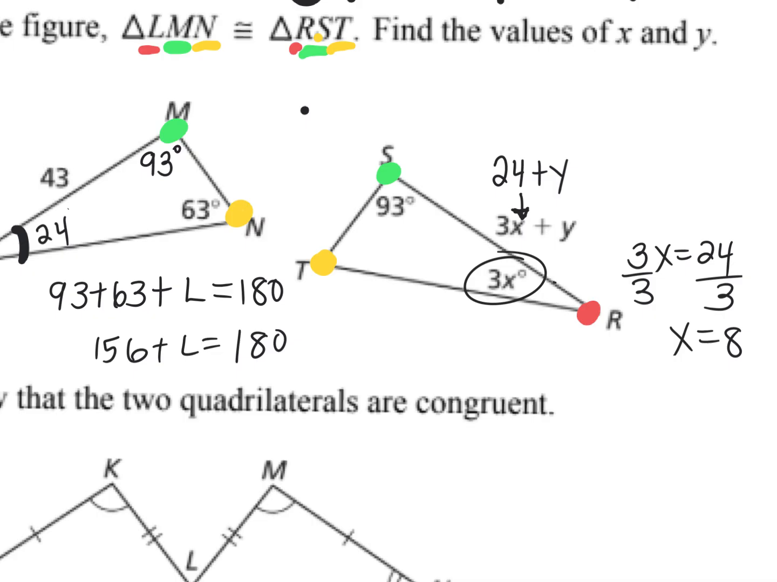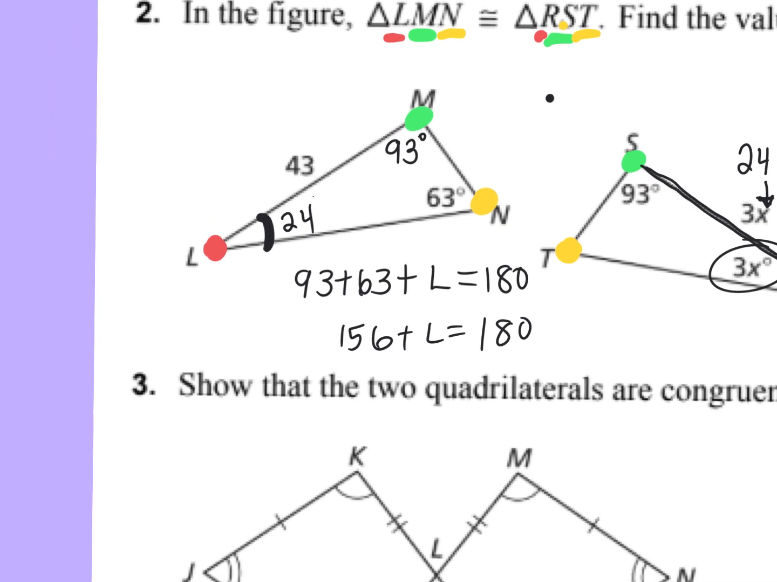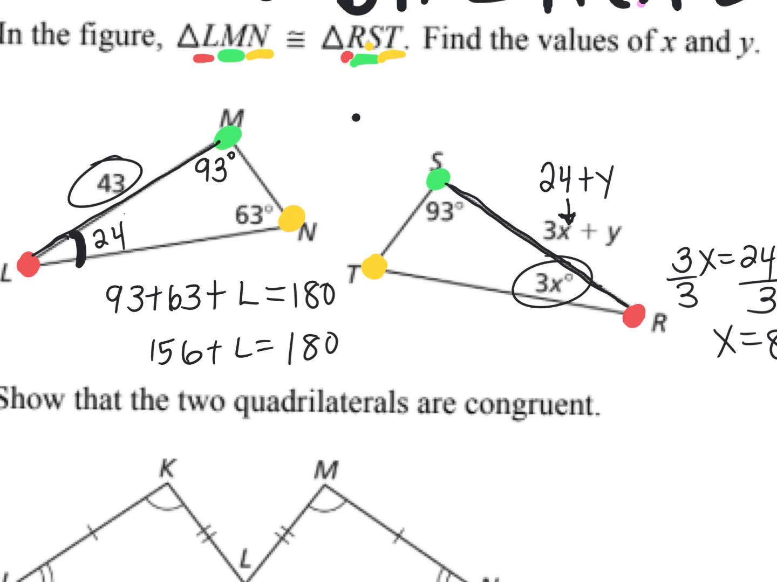Now, if you look at this side length, that's the length of SR, which starts with a green dot and ends in a red dot. Well, if you look at the other one where it starts with a green dot and ends in a red dot, doesn't it say it equals 43? So I'm going to set this equal to 43 to solve for y.